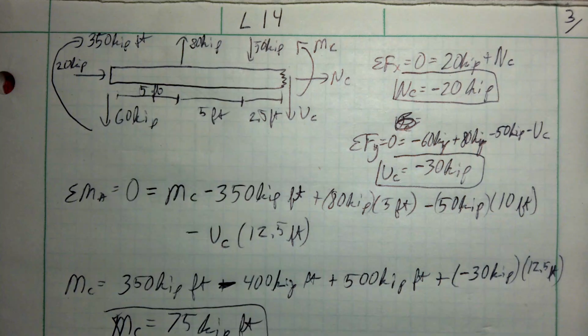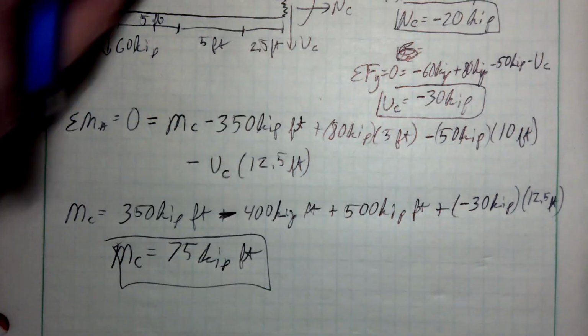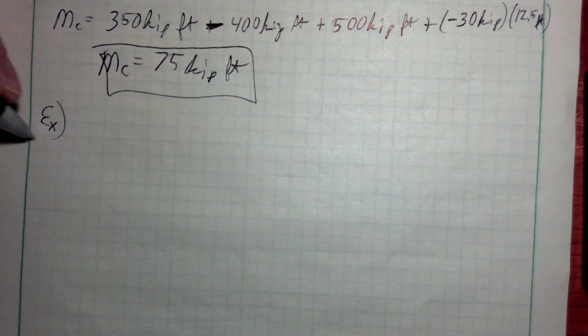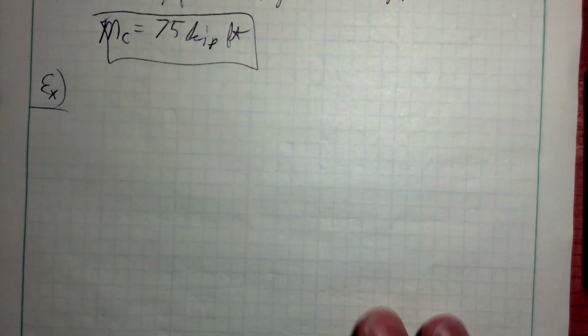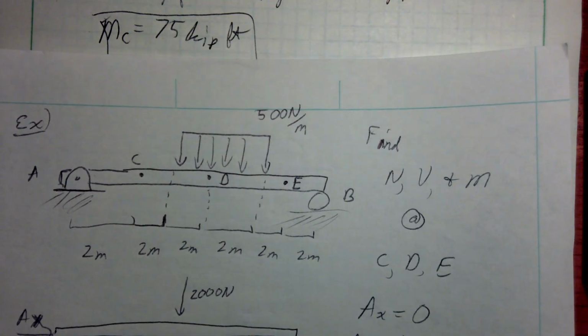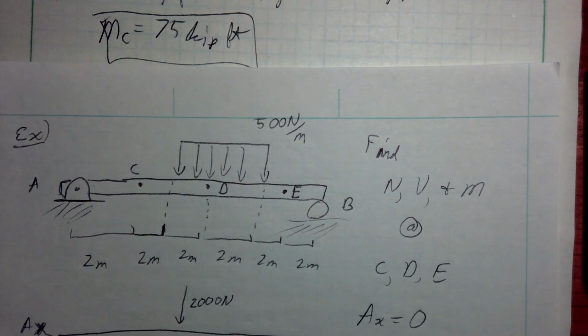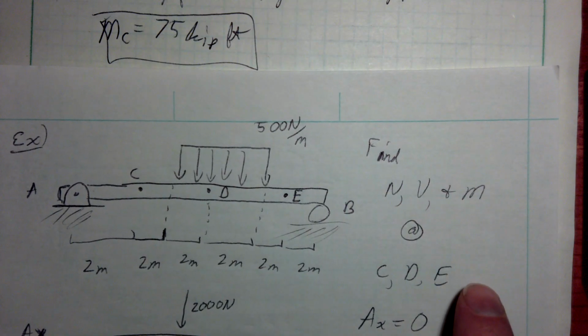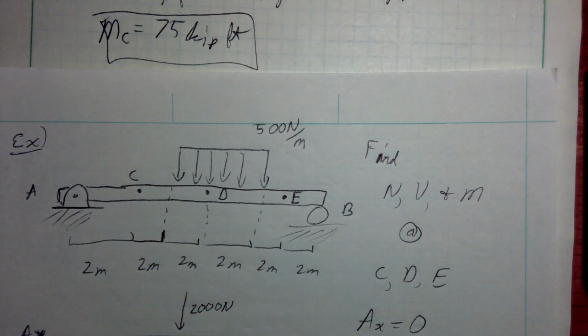If we keep moving here, let's work through an example. I'll go ahead and draw it out. This one is similar, but it has a distributed load and a pin and roller. We're going to find shear, normal, and moment at points C, D, and E, and this is our diagram here.